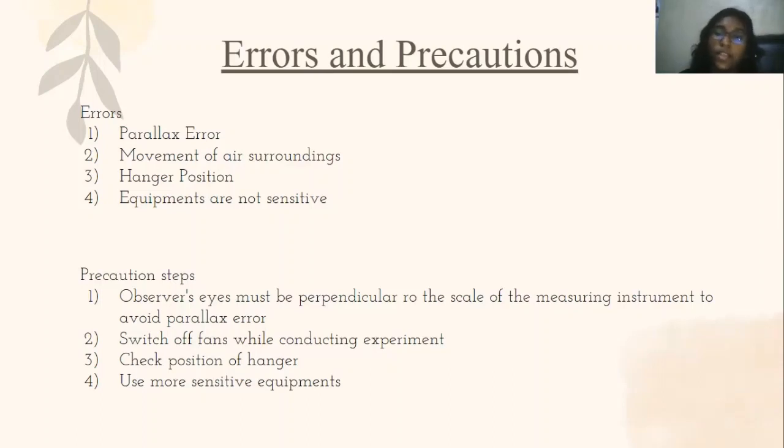Other than that, the hanger position might change when adjustments were made to the beam. Thus, make sure the position of the hanger is correct every time after the adjustment has been made. Lastly, the equipment may not be sensitive to minor changes in the weight applied, causing inaccurate readings. Hence, use more sensitive and precise equipment to improve the accuracy.